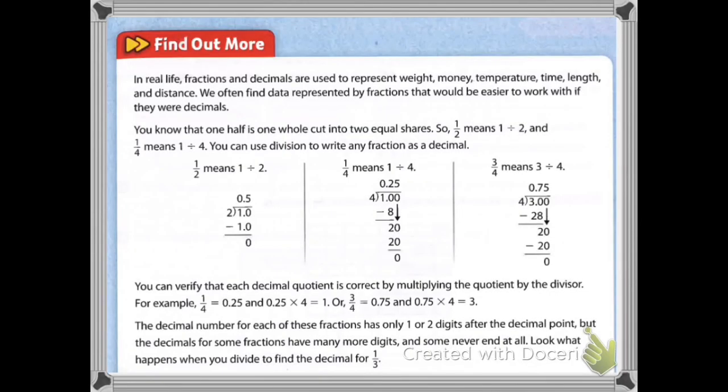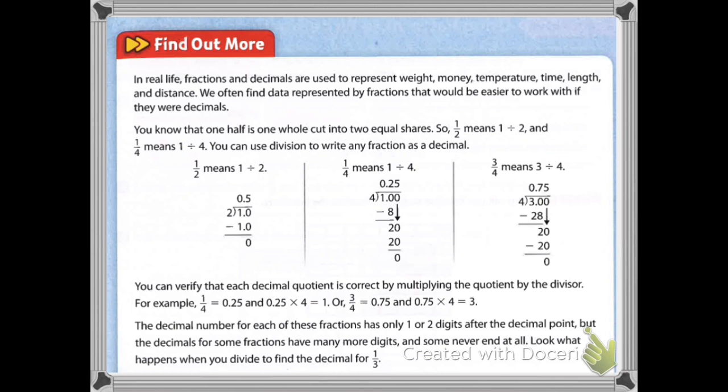In real life, fractions and decimals are used to represent weight, money, temperature, time, length, and distance. We often find data represented by fractions that would be easier to work with if they were decimals. You know that 1/2 is one whole cut into 2 equal shares. So 1/2 means 1 divided by 2, and 1/4 means 1 divided by 4. So you can use division to write any fraction as a decimal.